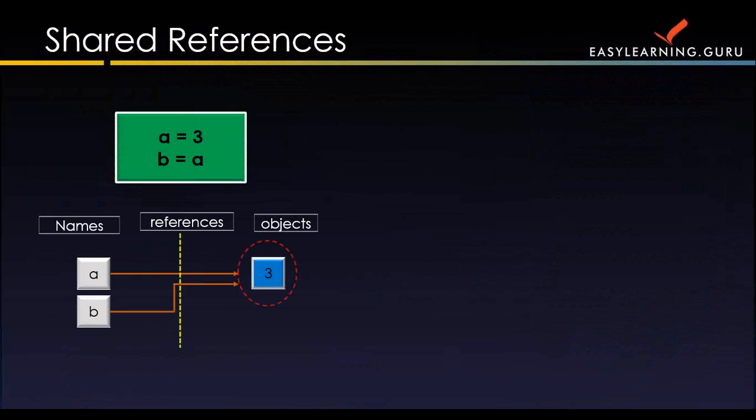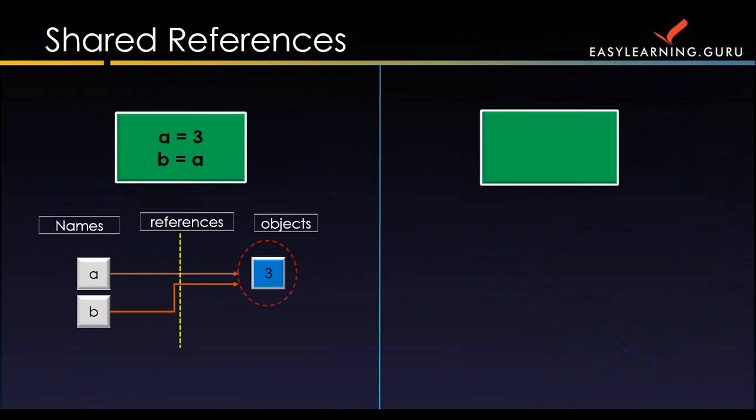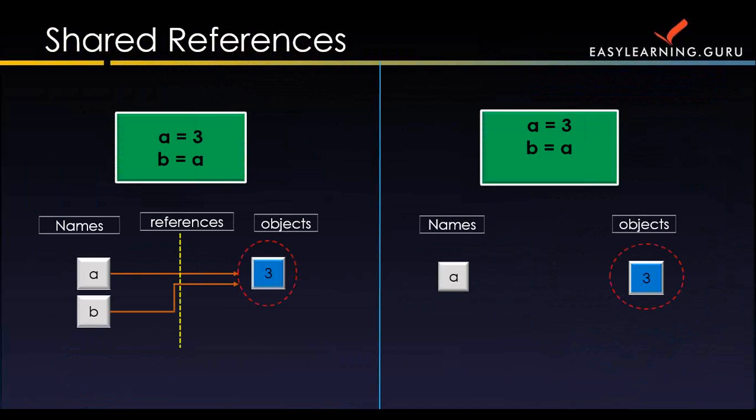Now this scenario in Python with multiple names referencing the same object is called shared references. Now let's take another example. Let's add one more statement over here, that is A is equal to 3. So the very first step is object creation, then the variable, and then the link. So up till now I've just covered the previous example.